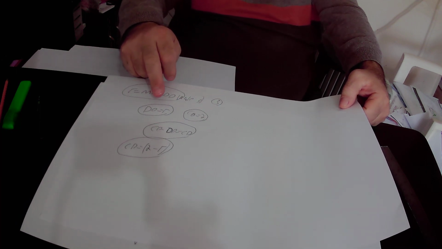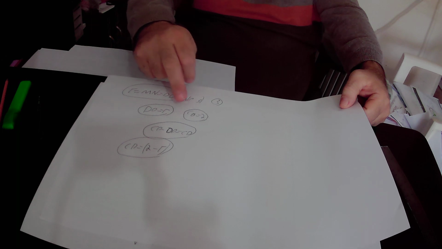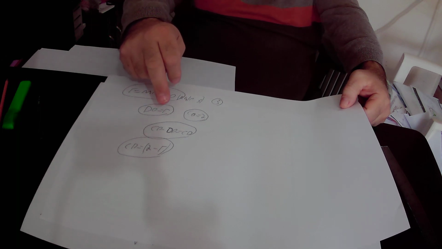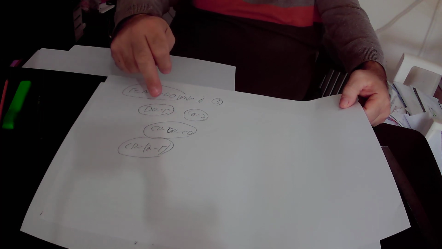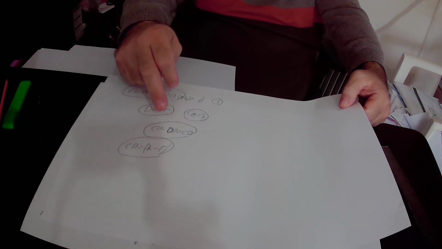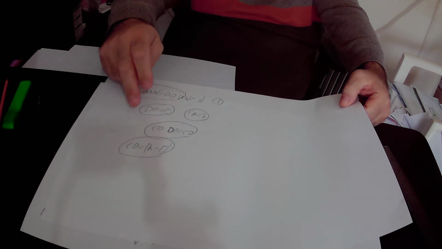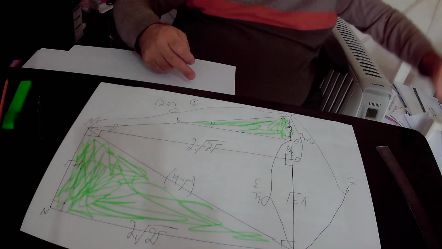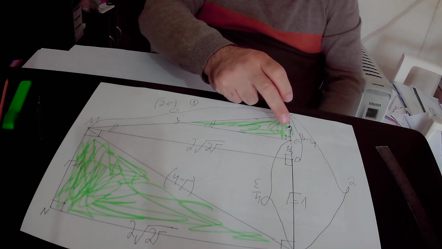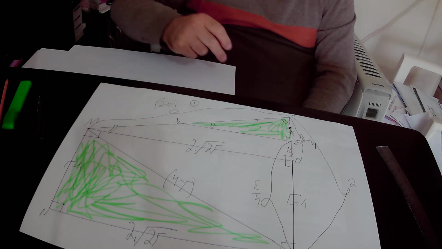So in total, CD equals CO, that is 2 units, minus DO, that is R. So in total we found out that CD equals 2 minus R.